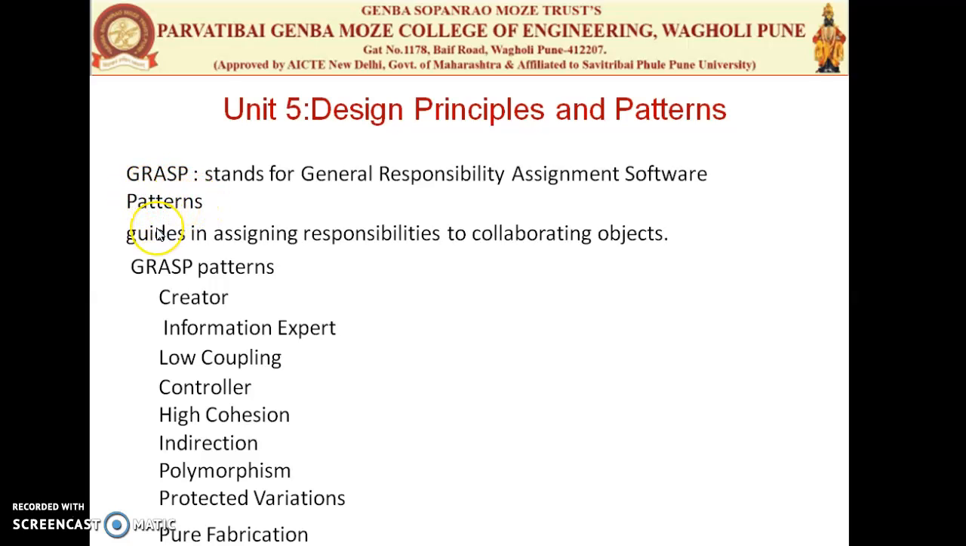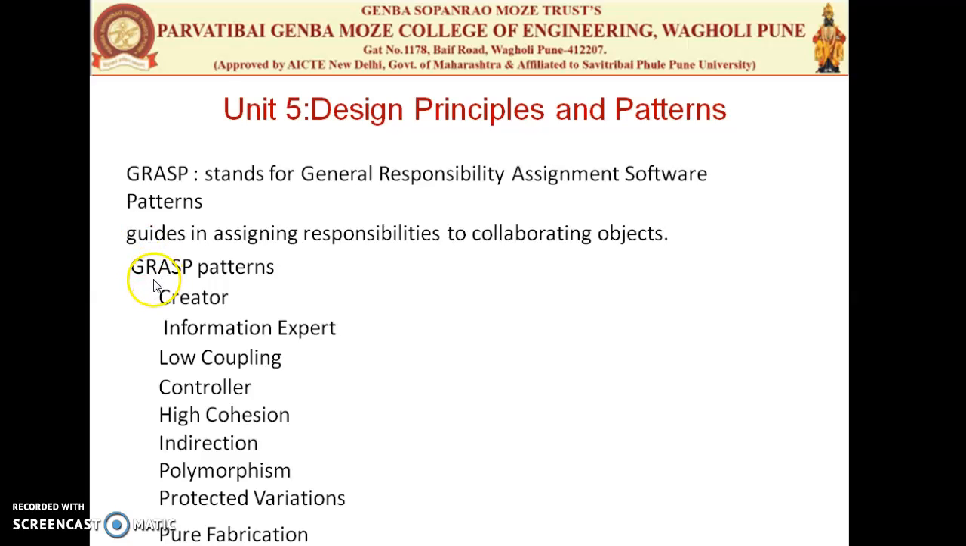It is the guideline in assigning responsibility to collaborating objects. Collaborating objects means the objects which take part in your software design and which take part in collaboration and communication from the view layer, from the UI layer to your business layer, and from the business layer to your database layer, as we have seen in the 4th unit.